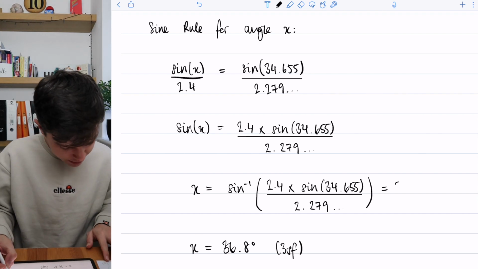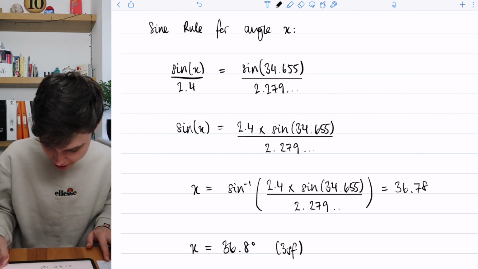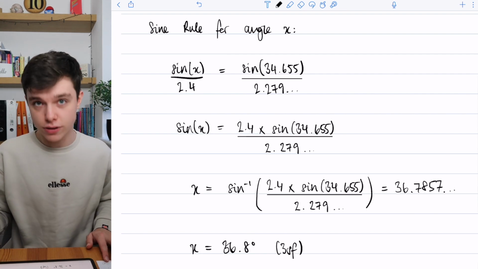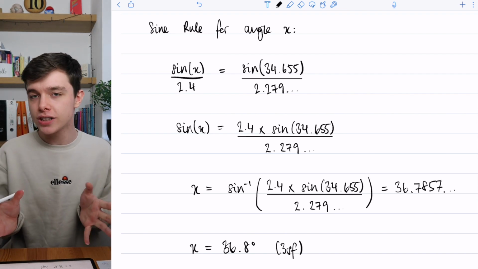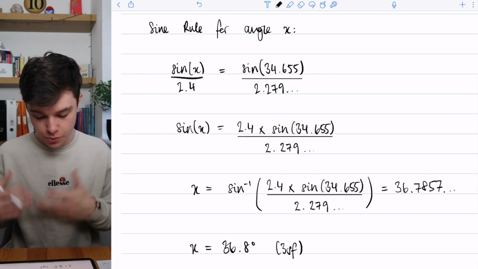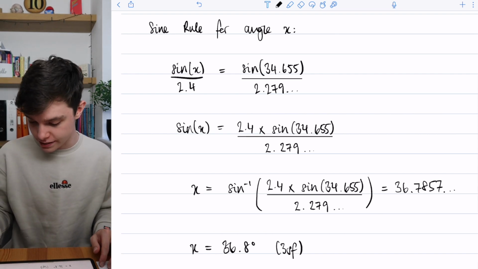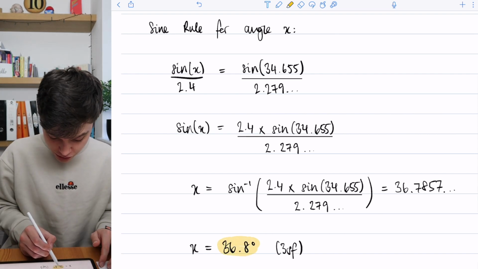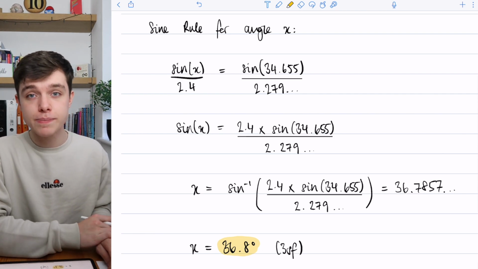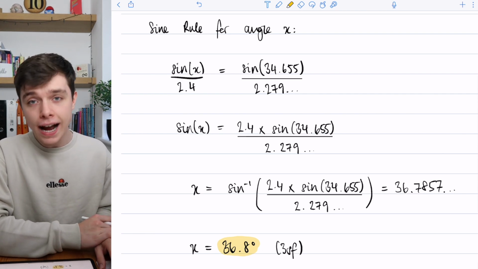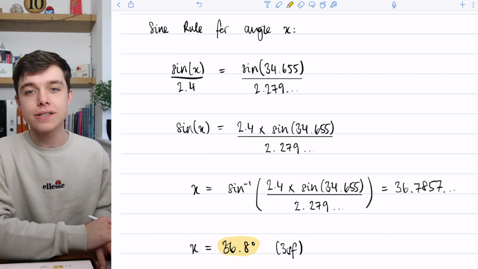You do get this as 36.7857..., and it didn't actually tell us what to give our answer to, but 3 significant figures is always nice. That is your final answer. It's in degrees because x was an angle, and we noted that at the start of the question.